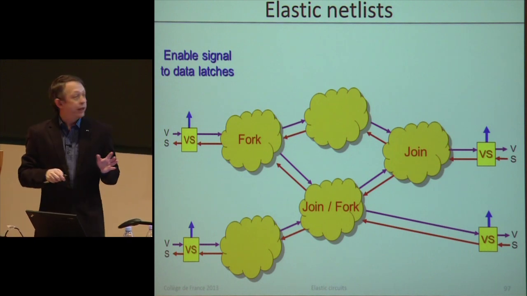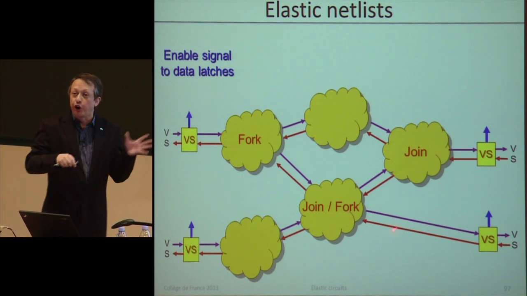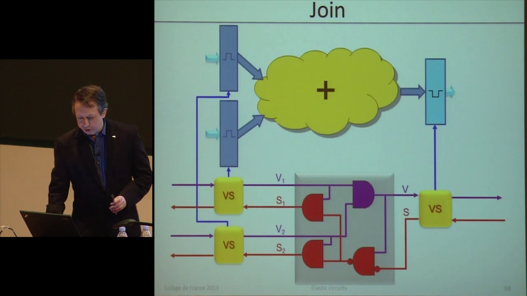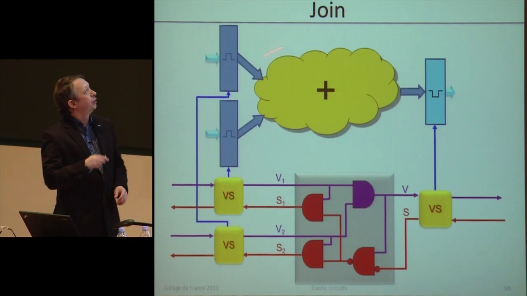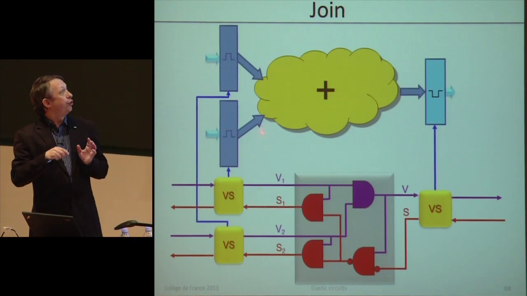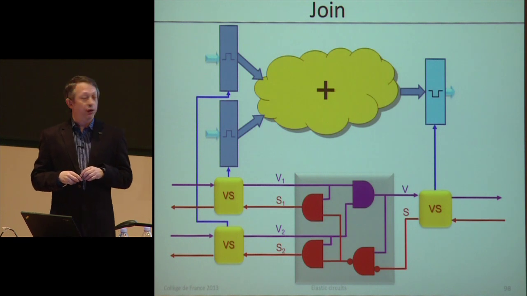So let's look at the details of some of these forks and joins, for example. Imagine that we have an elastic system in which we have a component that has 2 inputs and 1 output.